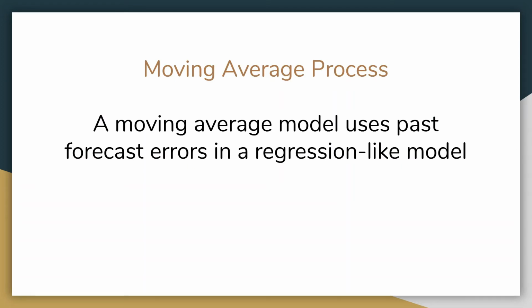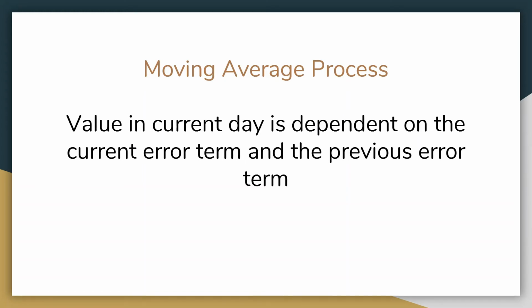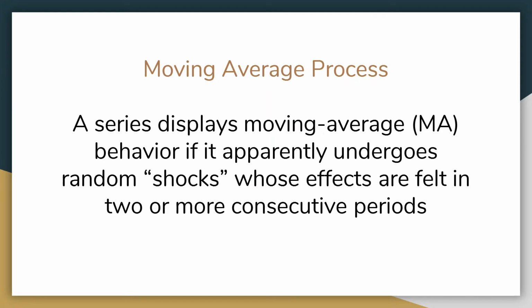Now the moving average process is a model that uses past forecast errors in a regression-like model. The value on the current day is dependent on the current term and the previous error term. So it will be predicted based off of the moving average baseline plus some coefficient times the error from the previous time.